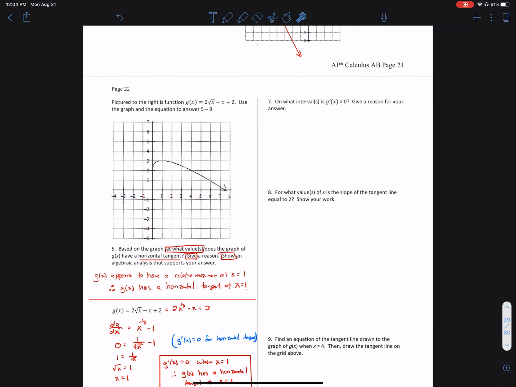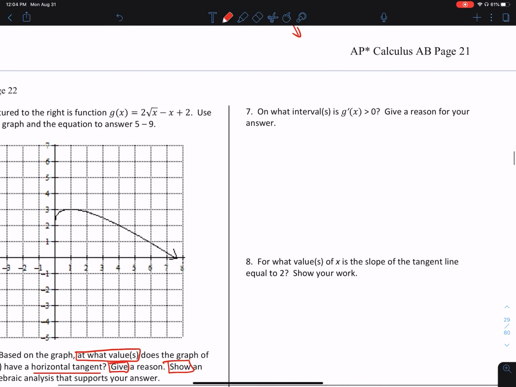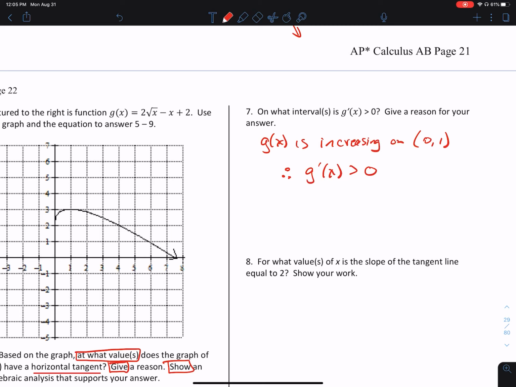Number 7, on what interval is g prime of x bigger than 0? Well, g of x is increasing from 0 to 1, both non-inclusive. Looks like the graph is starting right here. It's increasing until it gets to the relative maximum. So it's increasing on that interval. Both are non-inclusive. And then our conclusion from this is that g prime of x is greater than 0 on that same interval.